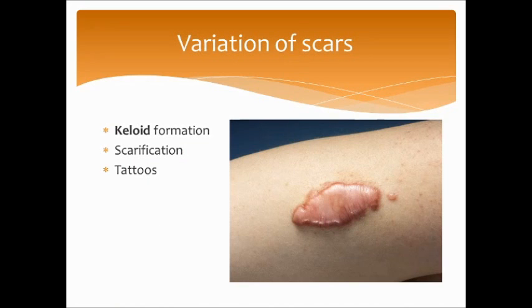There are also variations of scars. Pictured here is a keloid. Keloids are excessive scar tissue formation. People of color tend to have keloids form much more often. Scarification happens in some cultures where they purposely create these complex raised scars on the skin. And then tattoos are kind of similar. So it's an injection of pigment into the dermis, and if you were to try to remove that pigment, you would create scars on the skin.